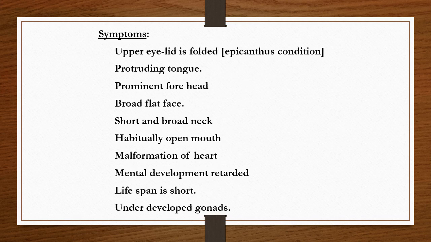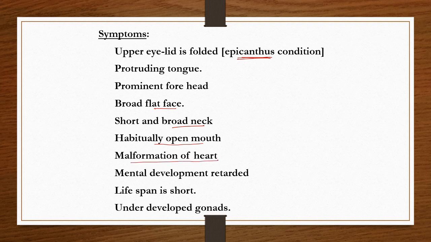Let's see the symptoms of Down's syndrome. The upper eyelid is folded, and this condition is called epicanthus condition. Protruding tongue, that means the tongue comes out and is folded, it always comes out. Prominent forehead, broad flat face, short and broad neck. Habitually open mouth.